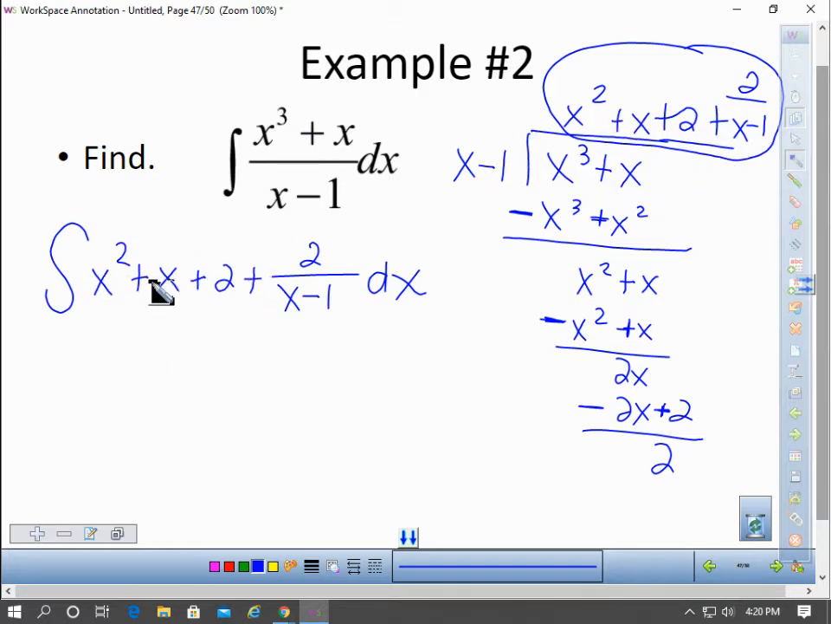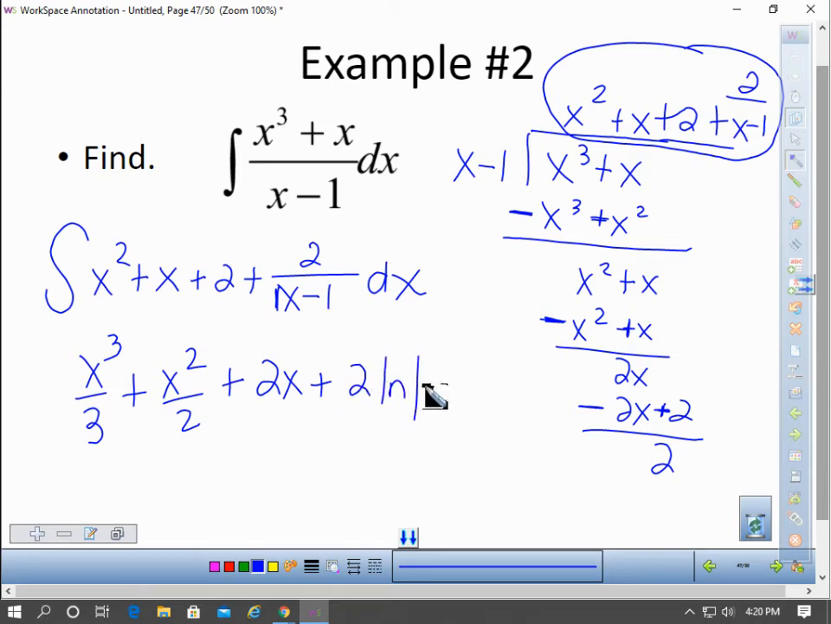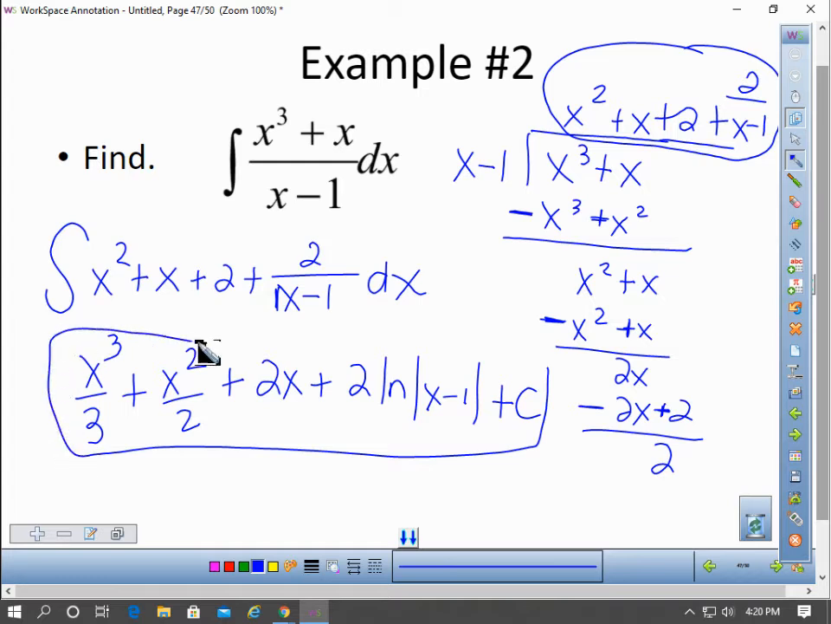So now we're going to do the antiderivative of this, which you know how to do. It's easy. The antiderivative of x squared is x cubed over 3. The antiderivative of x is x squared over 2. Antiderivative of 2 is 2x. And then this one, since we have a 1 here in the front, this is an ln, a real easy ln problem. It's 2 times the natural log of x minus 1. Then plus c, there's my answer. So here's our answer.